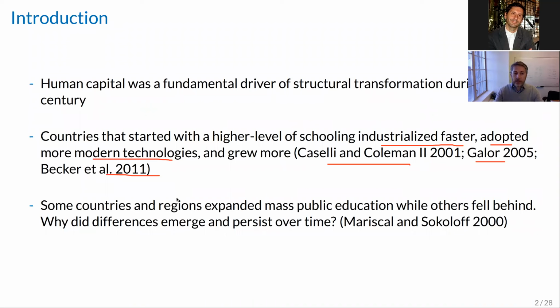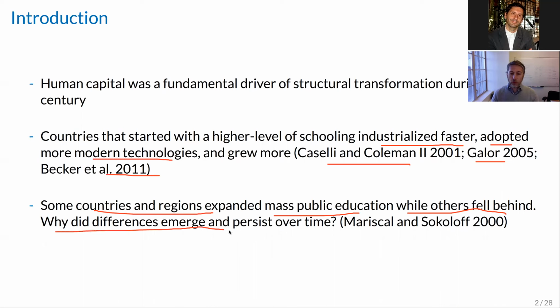Now, the interesting thing, if you think about how important education and human capital has been in generating structural transformation and economic development, is that some countries and regions expanded mass public schooling fast and early, while others really fell behind. So there's a huge variation if you look across countries and across regions as well, like these variations in the Americas, but for example, if you look at sub-Saharan Africa, you have huge variations as well. If you go to Asia, you also have a lot of variation.